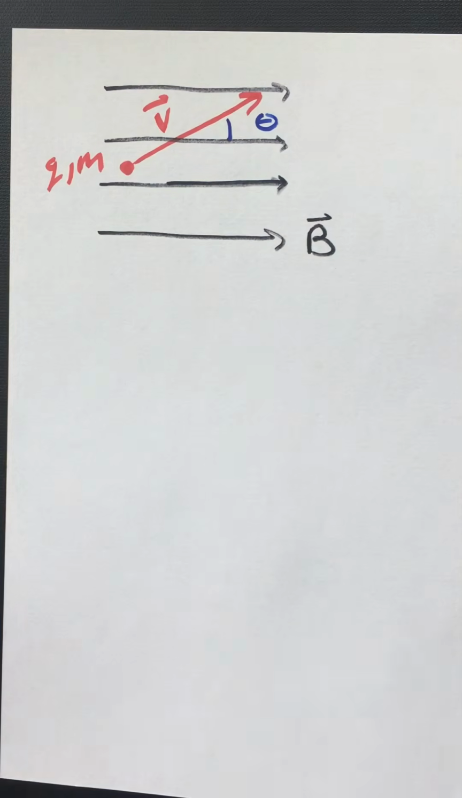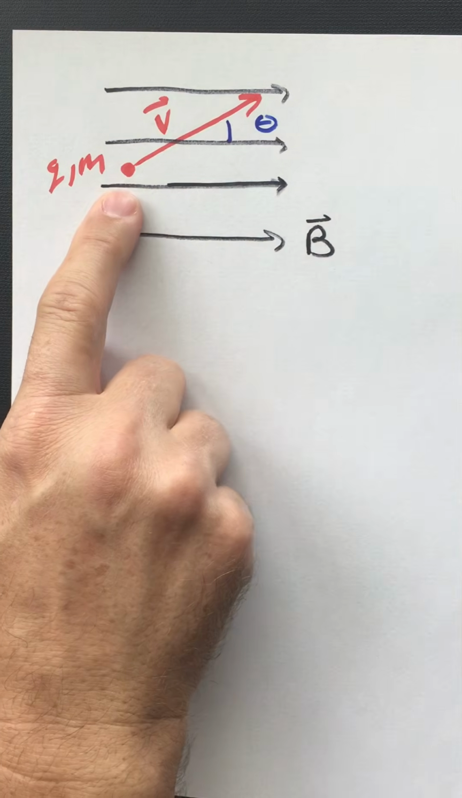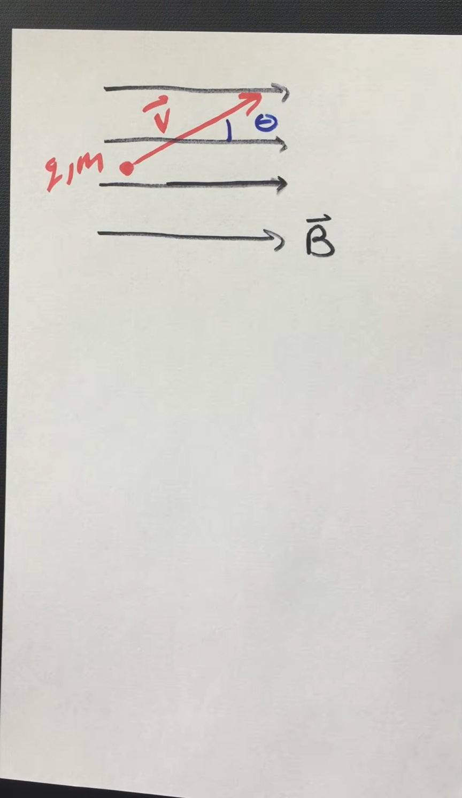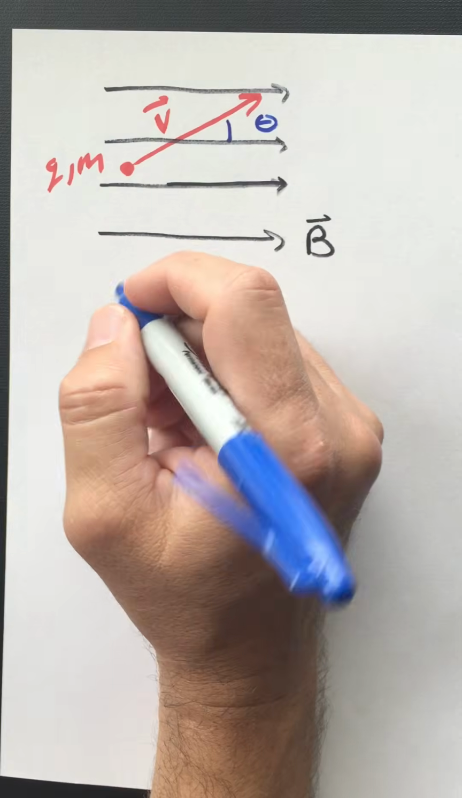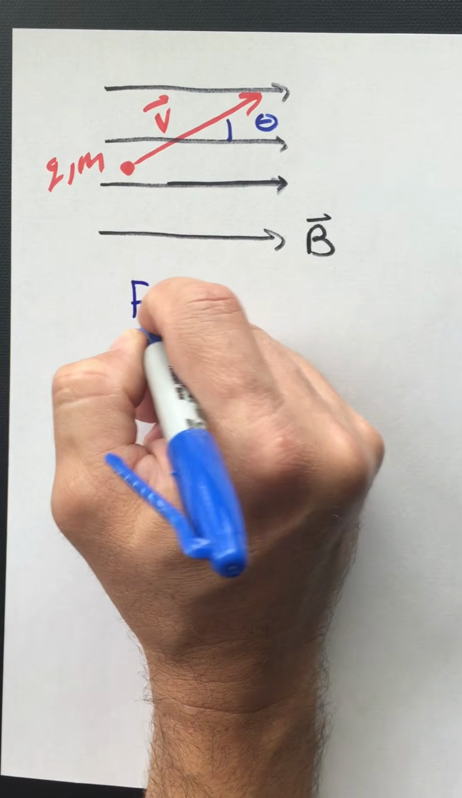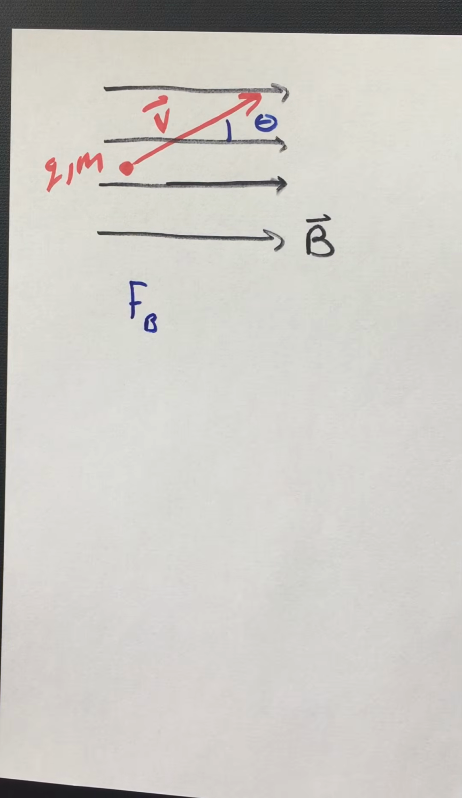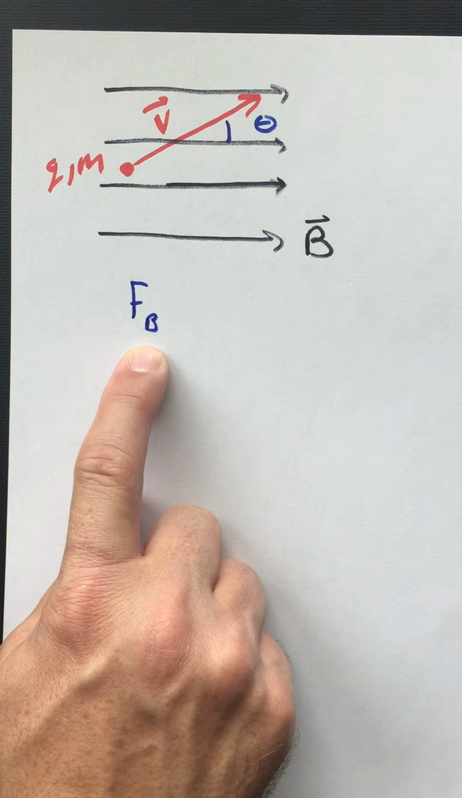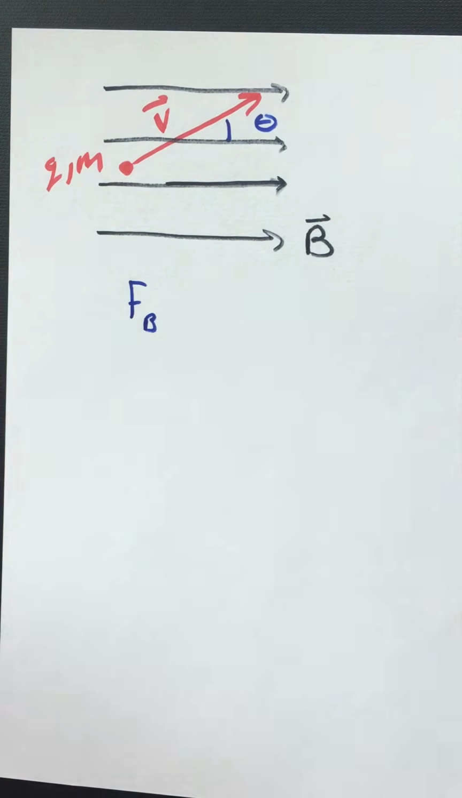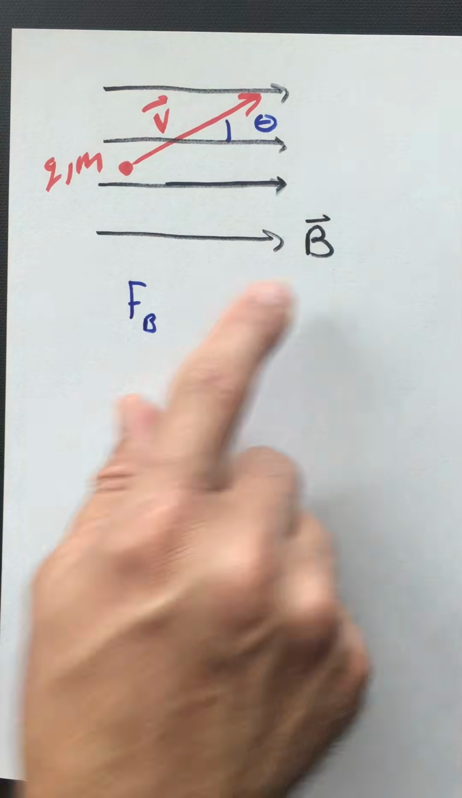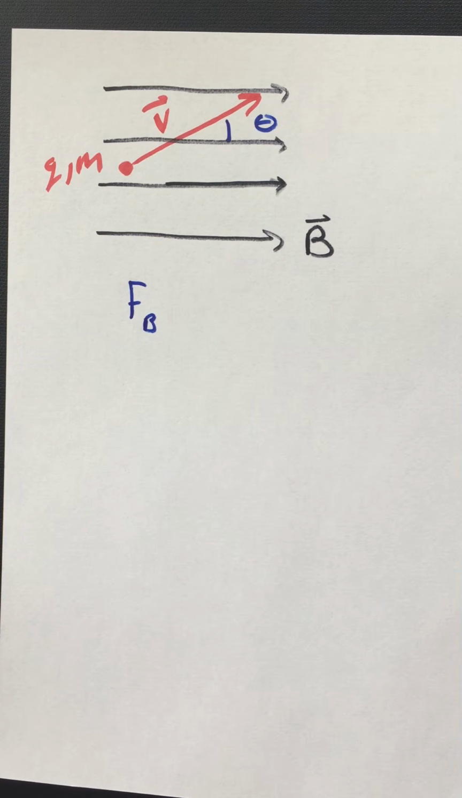But if I run this experiment, what I find is that in general, this charged particle feels or experiences a force. I'm going to subscript this with a B. Sometimes you'll see it subscripted with an L for Lorentz, just like you saw the electrical force subscripted with a C for Coulomb. I'm going to subscript it with a B. No big deal. It's just a force. But this charged particle moving in the magnetic field is going to feel a force.